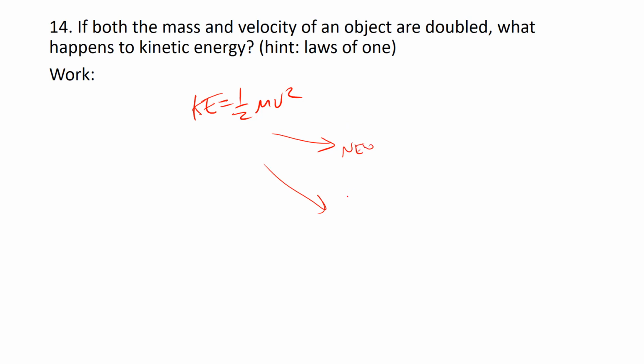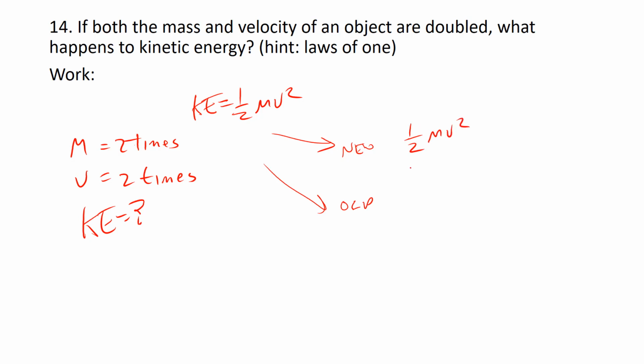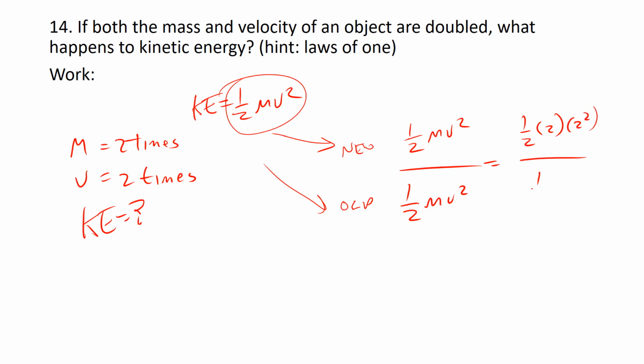So new to old, and the mass is 2 times, and the velocity is 2 times. What happens to kinetic energy? KE equals question mark. So we've set this up, set the equation up twice. The new equation would be 1/2 mv squared new over 1/2 mv squared old. So 1/2 times the mass is 2 times, the velocity is 2 times squared, only the velocity is squared, over 1/2 times 1 squared.